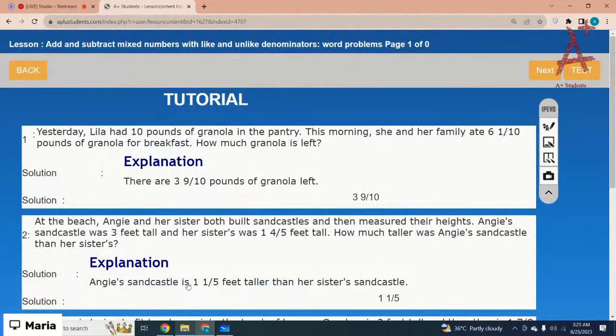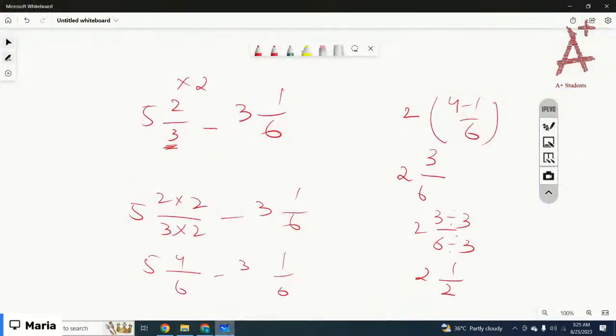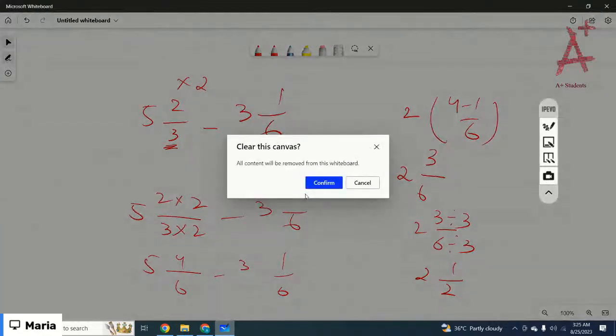Yesterday, Lily had 10 pounds of granola in the pantry. This morning, she and her family ate 6 whole 1 over 10 pounds of granola for breakfast. How much granola is left? Okay, 10 minus 6 whole 1 over 10, because the total is 10, right? You have to subtract because you have to find how much is left.